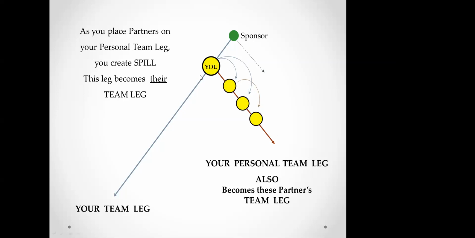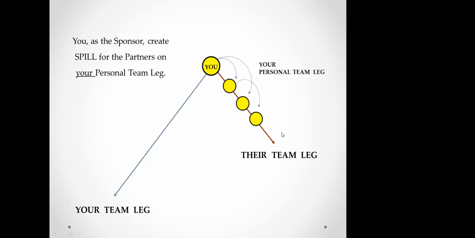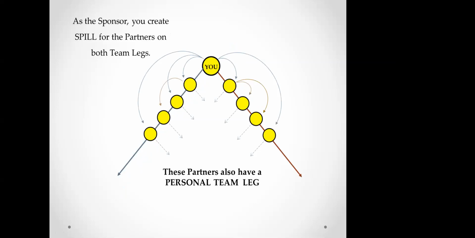But here you're seeing it visually, so you understand that I'm getting spill from this side, so this is my team leg. But then this person here is getting spill from above, so that's their team leg. Okay, so as we move on, I'm just trying to do different illustrations so you understand that, again, you've got a personal leg and a team leg. Your personal leg becomes their team leg. But these partners also have their own personal team leg, okay?